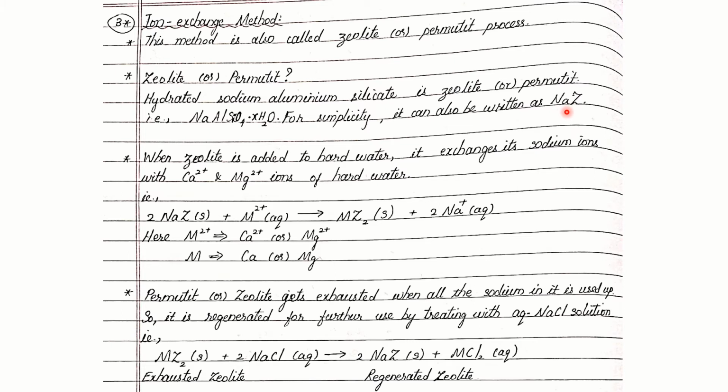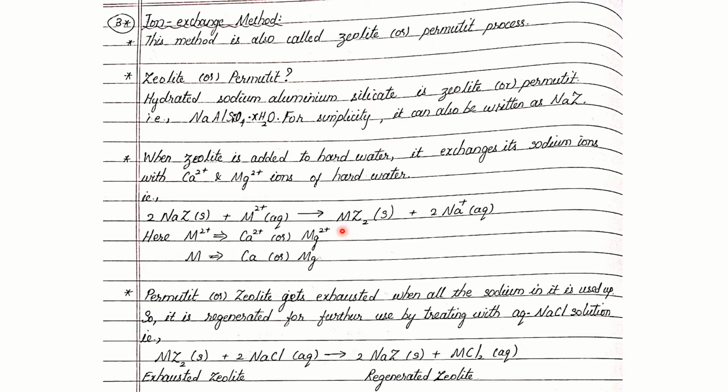Now when zeolite is added to hard water, it exchanges its sodium ions with calcium and magnesium ions of hard water. In this reaction, M2+ represents calcium or magnesium ions. When zeolite has exchanged all of its sodium ions with calcium and magnesium ions of hard water, it gets exhausted. The exhausted form of sodium zeolite is written as MZ2, where in place of sodium we have M. M stands for calcium or magnesium.